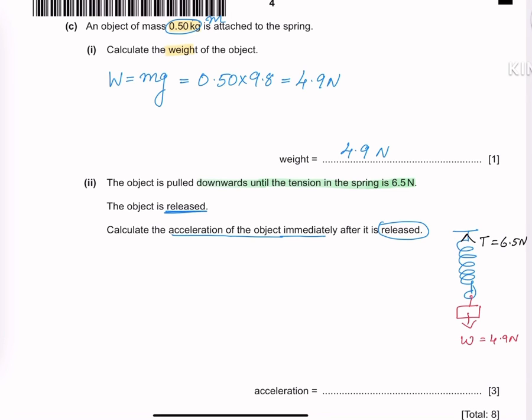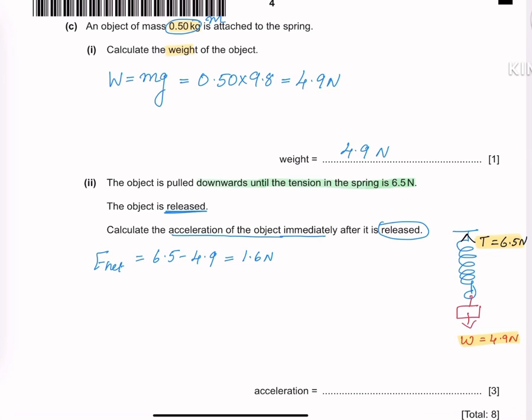So we can see there are two forces acting: the downward force, that is the weight of the object, and the tension in the spring, that is the upward force. So we need to calculate the net force, that is 6.5 minus 4.9 Newton. The answer is 1.6 Newton. So the net force acting on the object is 1.6 Newton.